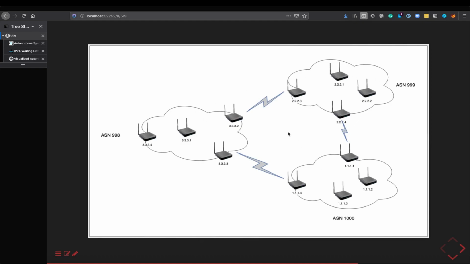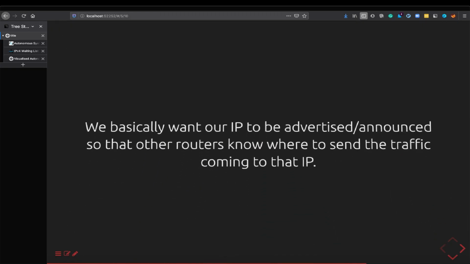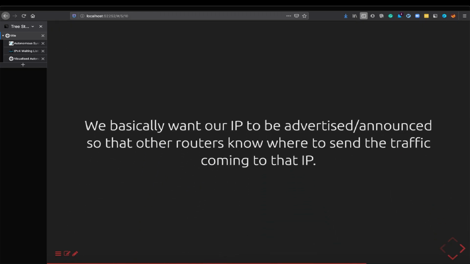So now let us assume that we have peered with 998 and 999. Okay, so these two autonomous systems know the subnet, or the entire IP range, that we own. So that is what I just told. We just want to advertise our IP so that other autonomous systems know where to send the packets to.